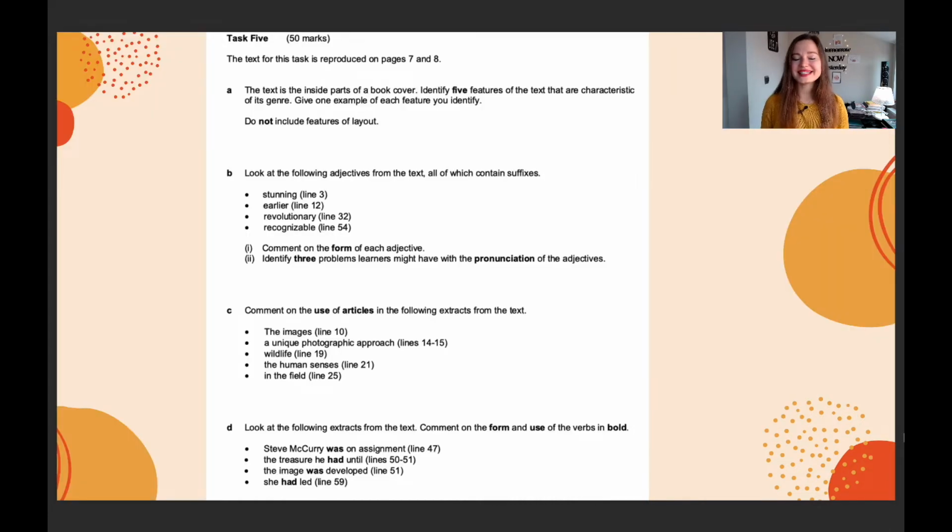Now let's have a look at task 5B. What we can comment on it. Before I show you the example answer, let's first do it together and let's summarize the ideas that we have on it, what you can comment on, and don't worry, you have enough knowledge to comment on many different features regarding form and pronunciation problems.